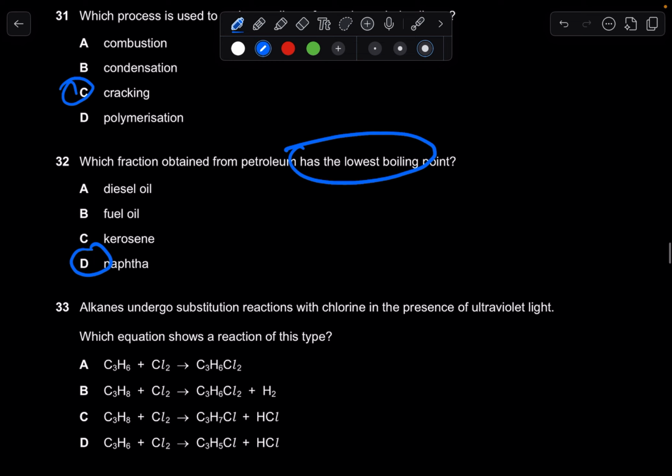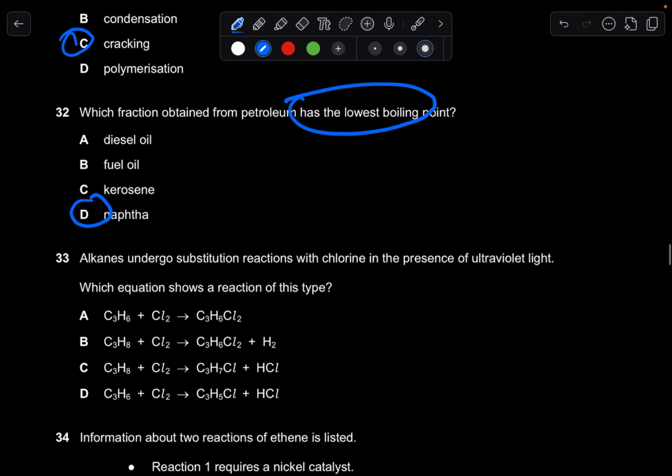Okay, alkanes undergo substitution reaction with chlorine in the presence of UV light. Which equation shows a reaction this time? Not this, not this. So either HCl has to be formed, and an alkane, so C3H8, this is an alkane, and C3H6 is an alkene.